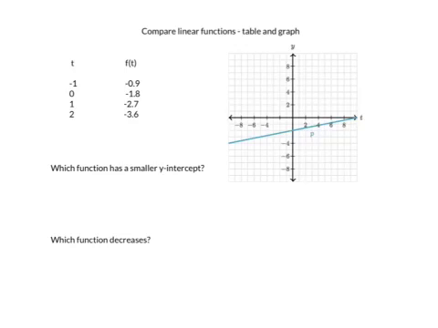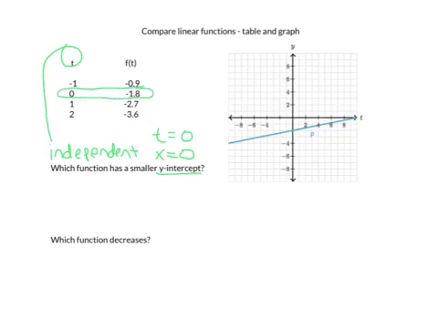In this example, we are looking at a table and a graph, and it asks us which is the smaller y-intercept. Well, generally, x equals 0 when we have a y-intercept. In this case, we have t and y. So our independent variable is x. And in this example, we have an independent variable of t. So we want to find out when t is equal to 0. Right here at -1.8. And then on our graph, we have a -2 as our y-intercept.